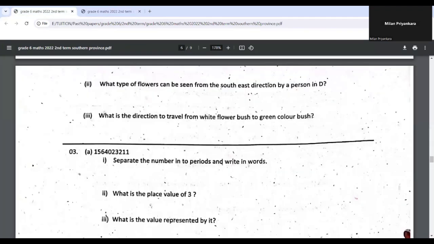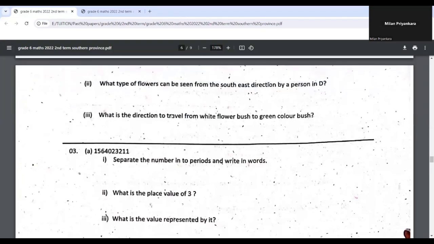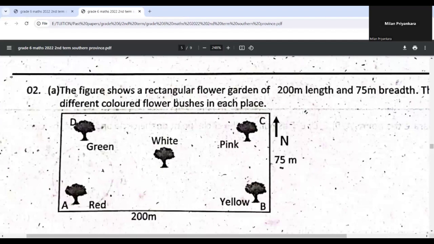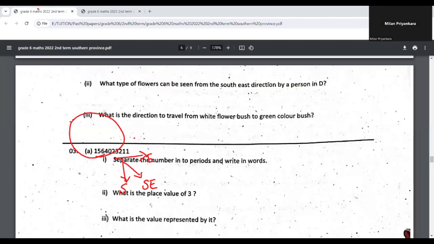And here, what type of flowers can be seen from the southeast direction by a person in D? Let's see, a person in D, southeast direction. You know, this is east, this is south, and southeast is here. If he's at point D, he can see white bushes and yellow bushes. So your answer should be white and yellow.